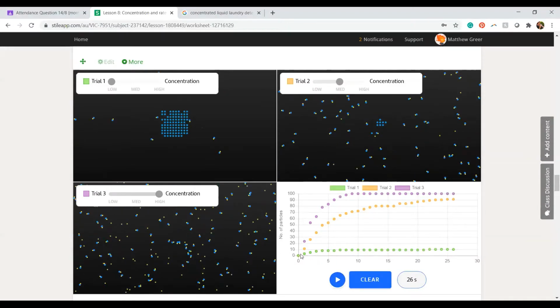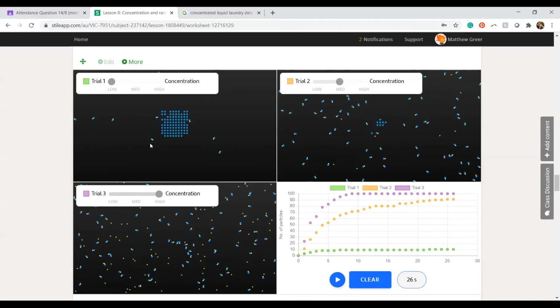Let's go have a look here. We can see with the concentrated one, that reaction takes off super quickly. Whereas the trial 2, the medium concentrated one, takes a little bit of time, but then eventually it reaches the end. Whereas the dilute one takes a long time to get started and then doesn't even have enough reactants to make the whole thing work. So that's a really important discovery there.